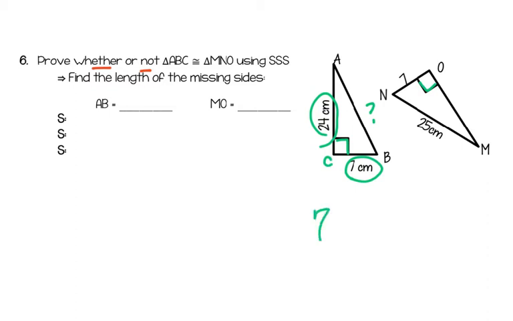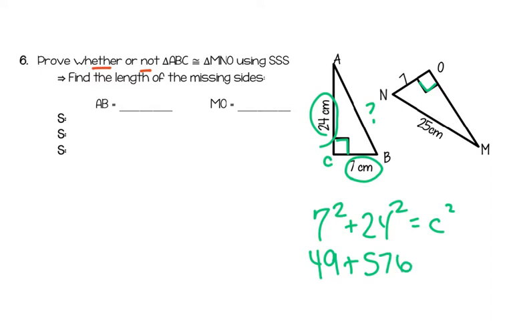So remember Pythagorean Theorem. I said 7 squared plus 24 squared equals C squared. And so we use Pythagorean Theorem to do that. So go ahead and calculate that. It's going to be 49 plus 576 equals C squared, and that's going to be 625 equals C squared. Take the square root of both sides, and so C is equal to 25. I don't have a C equals, but I do have a B equals, and so that's 25. So just using Pythagorean Theorem.